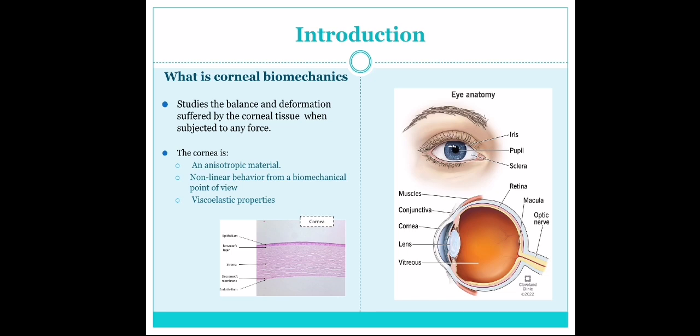subjected to any force. The cornea is an anisotropic material, so it doesn't have a linear behavior. This is due to the structure of the stroma, especially how the collagen fibers are placed in that layer of the cornea. We are facing a tissue with viscoelastic properties. It's very interesting to know the response of the eye to external agents, such as the application of treatments or in pathologies.